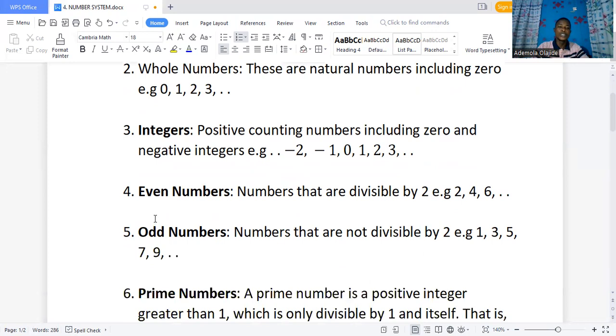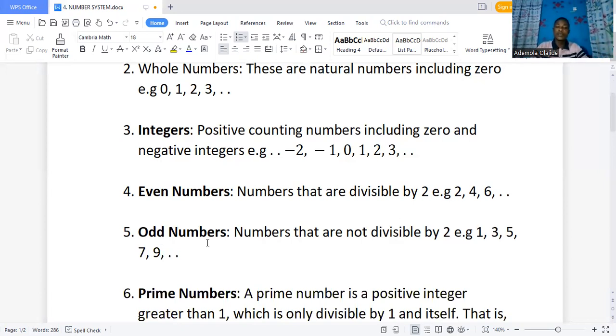Then we go to even numbers. Even numbers are numbers that are divisible by 2. 2 can divide them directly without any remainder. So like 2, 4, 6, and so on. But it's important for us to know that as we advance, especially in secondary school, even numbers are not limited to positive alone. Even numbers can be positive and could also be negative. We can have negative even numbers.